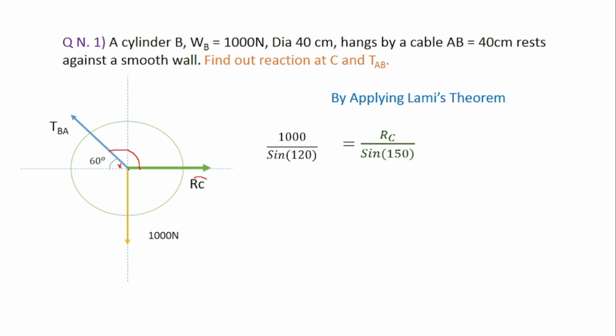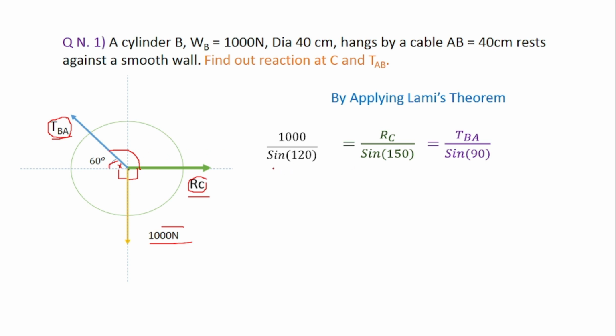The next force is RC. The remaining two will be TBA and 1000. The angle between them will be this 90 degree plus 60 degree, so it is 150. The next force is TBA. The two remaining forces will be 1000 and RC. The angle between them is 90 degree, so it is TBA divided by sin 90. In this way we can apply Lami's theorem for this system.